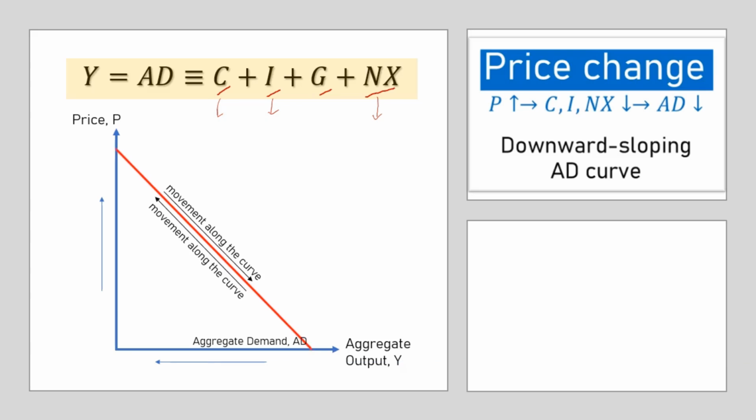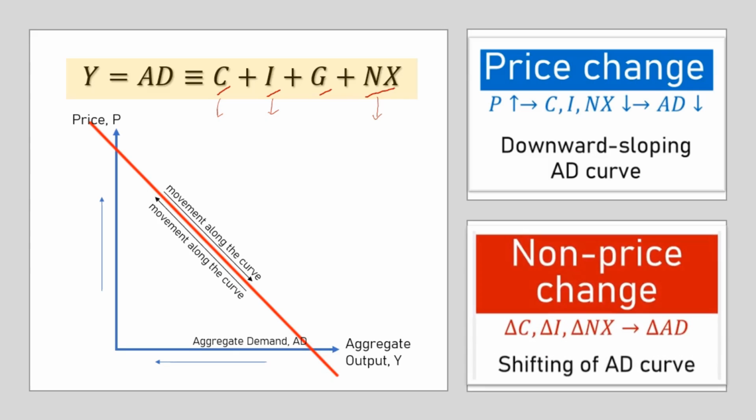Obviously, we observe here the negative correlation between price and aggregate demand. That is why the shape of the AD curve is downward sloping. And since the AD curve is showing the correlation between P and Y or AD, whenever P changes, there will be movement along the AD curve.